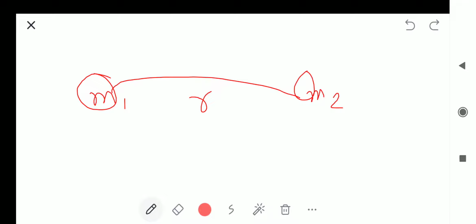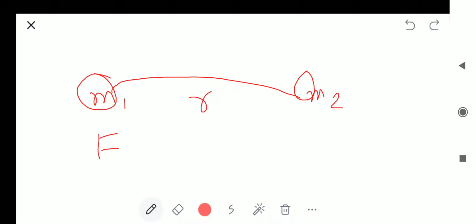Newton's law of gravity. Consider two masses, m1 and m2, kept at a distance r between them. Newton's law of gravity states that the force is a force of attraction. I repeat, Newton's law of gravity is only a force of attraction, not repulsion.